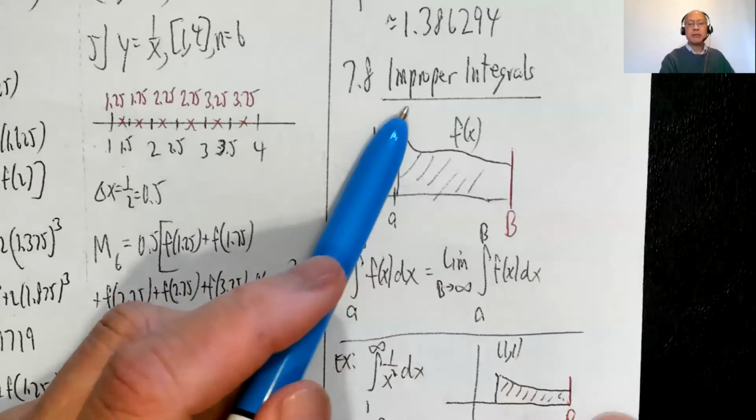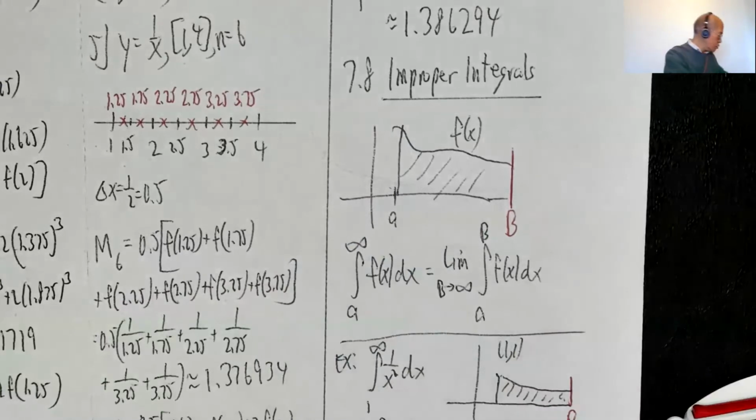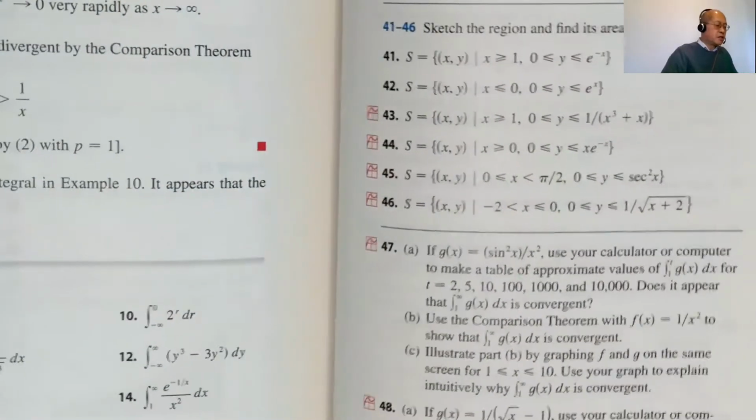So 7.8, improper integrals. If I integrate from some a to infinity, which basically means you never stop. You keep going as far as you want to the right.